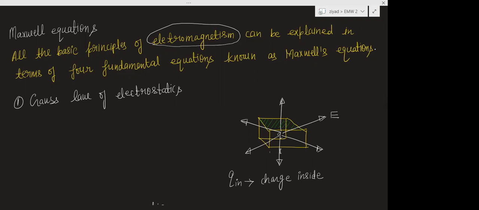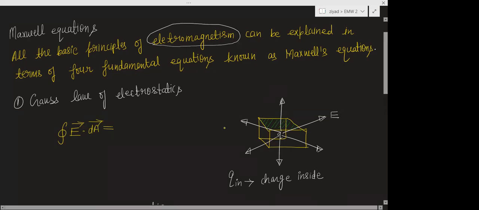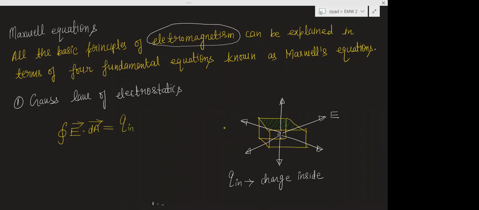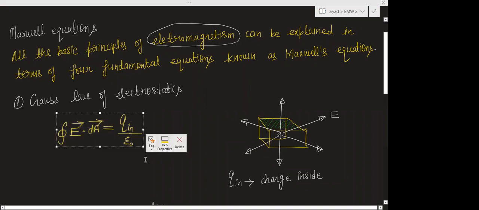So, Gauss law of electrostatics we have studied. What is the Gauss law of electrostatics? It says the total electric flux, the integral of E dot dA through any closed surface, is equal to the charge enclosed by that surface divided by epsilon naught. This was the Gauss law of electrostatics. E dot dA is equal to Q in by epsilon naught, meaning the total electric flux through a closed surface is equal to the charge inside divided by epsilon naught. So basically this is the first equation.